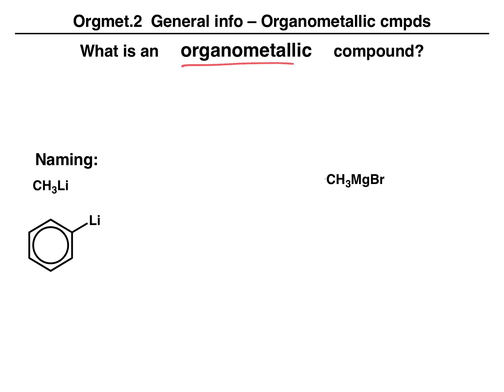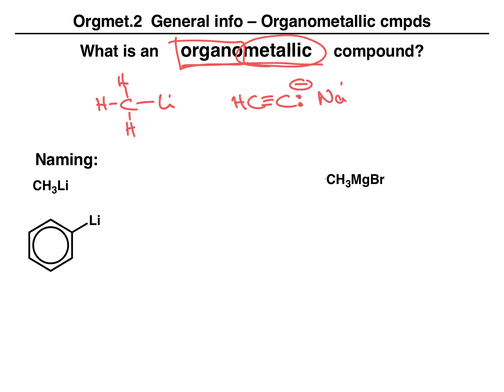What is an organometallic compound? Well, it's something that has a carbon and it has a metal. But more specifically, it has a carbon connected to a metal. So we might have, for example, methyl lithium, where we have a methyl group and that carbon is connected to lithium. This is one that we saw last semester. If we have an alkyne anion with sodium as the counter ion, well, technically that is an organometallic compound.